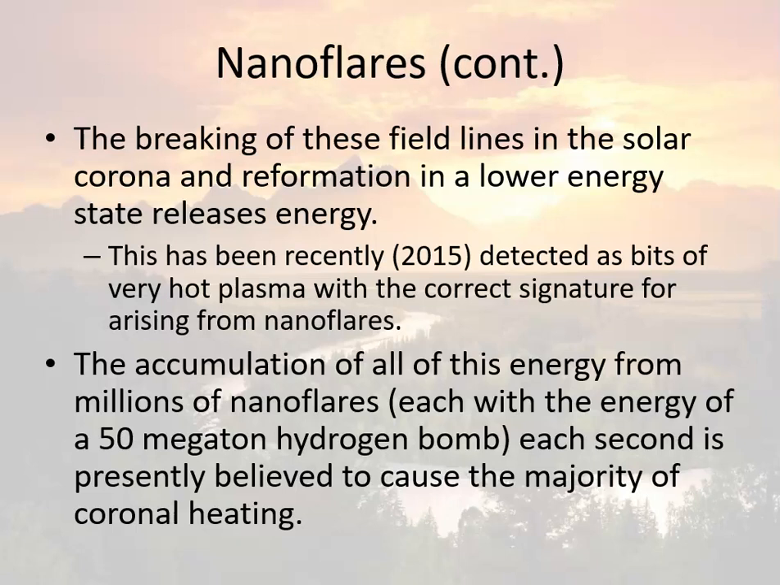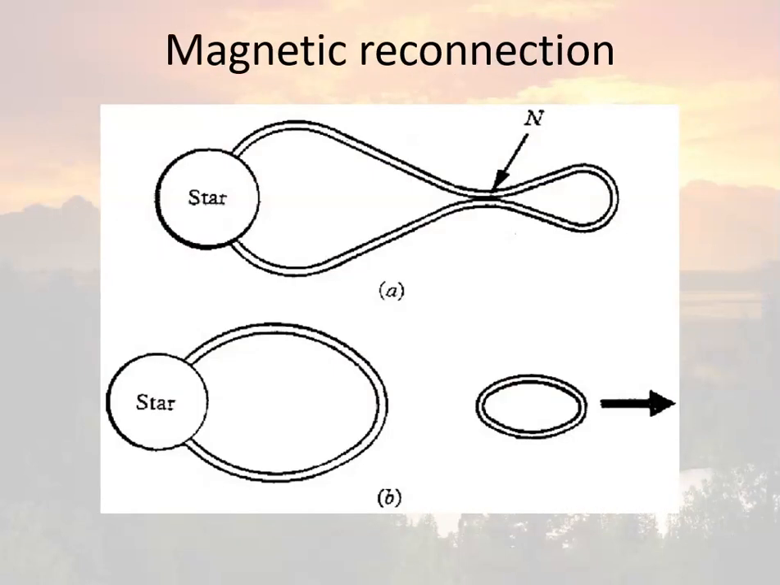Remember, we're talking about something that's a couple million degrees compared with the surface of our sun, which of course is much denser, but is only about 5,800 kelvins. Here is a depiction of magnetic reconnection.